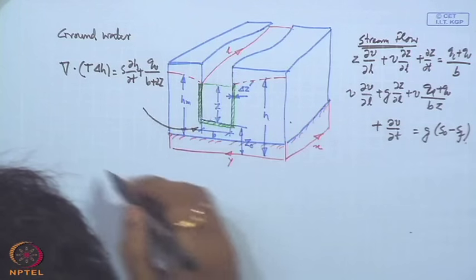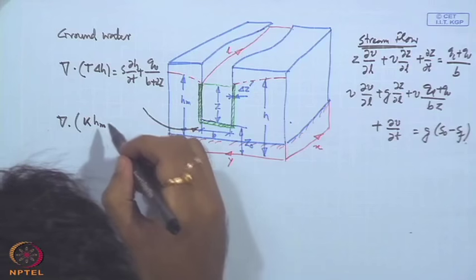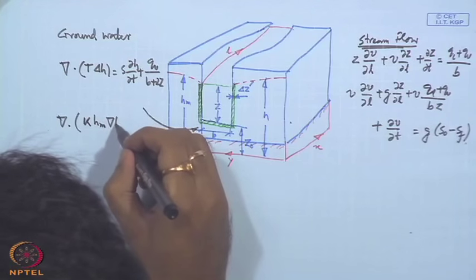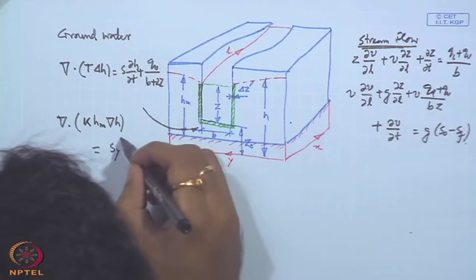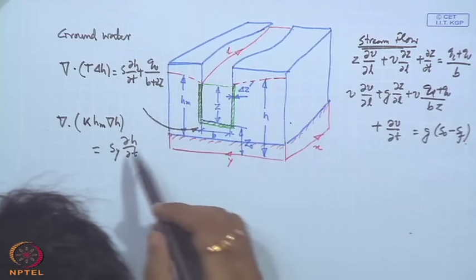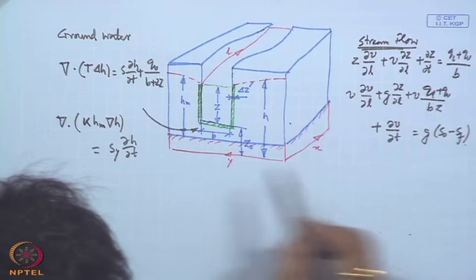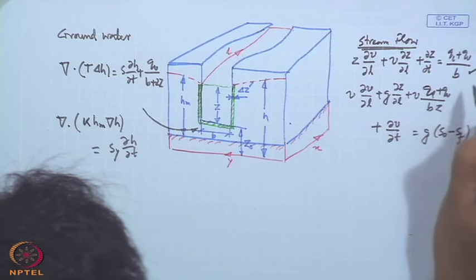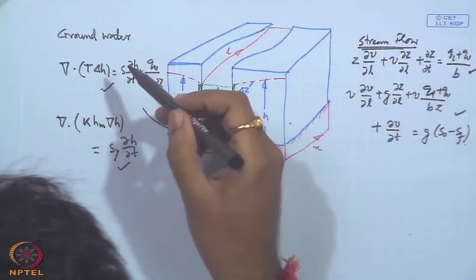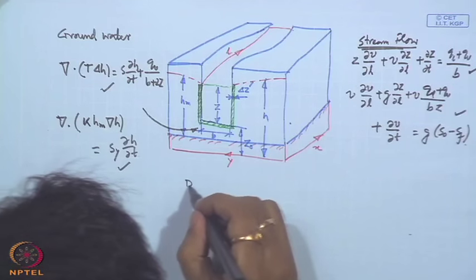The governing equation for the other part will be with K, which is hydraulic conductivity, HM, the saturated thickness of the aquifer, then del H, and this is SY or specific yield. In this case, this is the storage coefficient and this is the specific yield for the aquifer. And there will be coupling between this equation, this equation, this one and this one, that is continuity and momentum for the saturated confined portion and the unconfined portion, that will be coupled by Darcy's law.